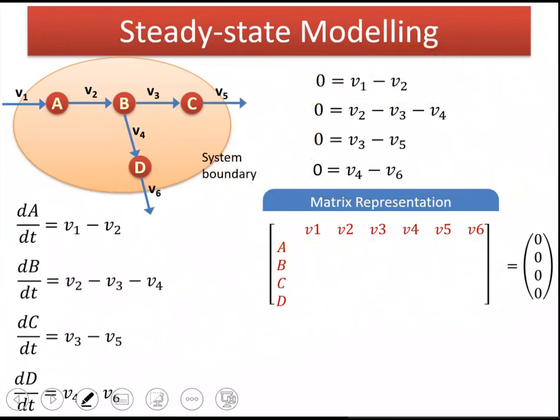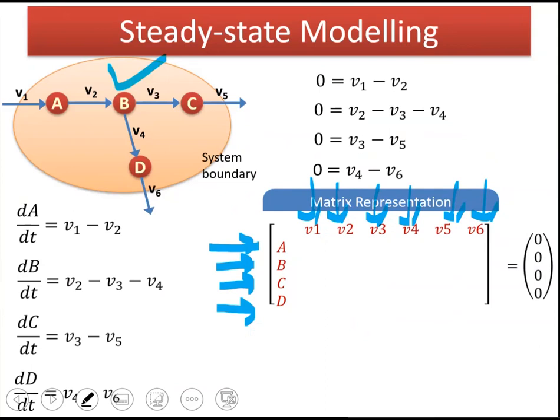This means that in this matrix, the rows will correspond to metabolites around which we have written a mass balance, and the columns will correspond to unknowns. In this specific example, we have 4 balances and we have 6 unknowns. So the dimension of our matrix will be 4 by 6. 4 rows, 6 columns.